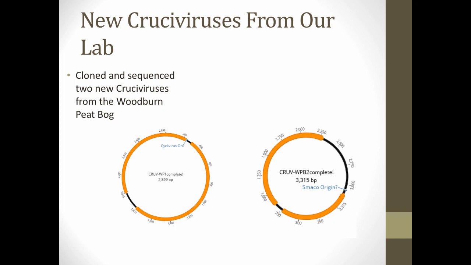So Ellis and Nacho have found 2 of these genomes from the Woodburn peat bog. There are other studies out of France that, for whatever reason, show a high abundance of these genomes being found in peat bog and fen environments. And Ellis and Nacho will tell you that the Woodburn peat bog is actually more of a ditch now. It was a historical peat bog, but now it's more of a canal. But they were able to find 2 of these crucivirus genomes there.